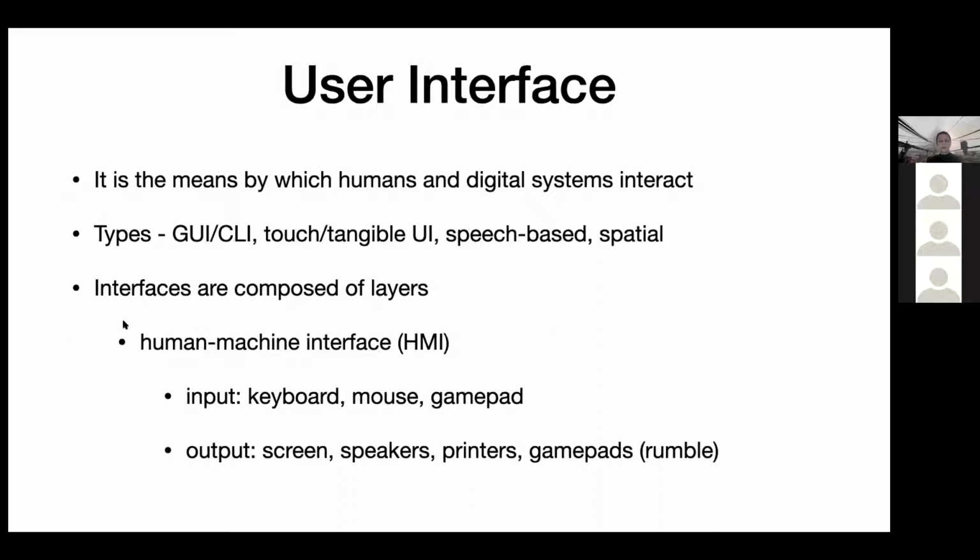And interfaces are essentially composed of layers. You've got the human-machine interface, so what is happening at the top level. The hardware is involved in it. There are output mechanisms and there are input mechanisms. And again, this is going back one level up from the actual device screen that you're holding on to. There's a larger space of what kinds of interfaces exist.